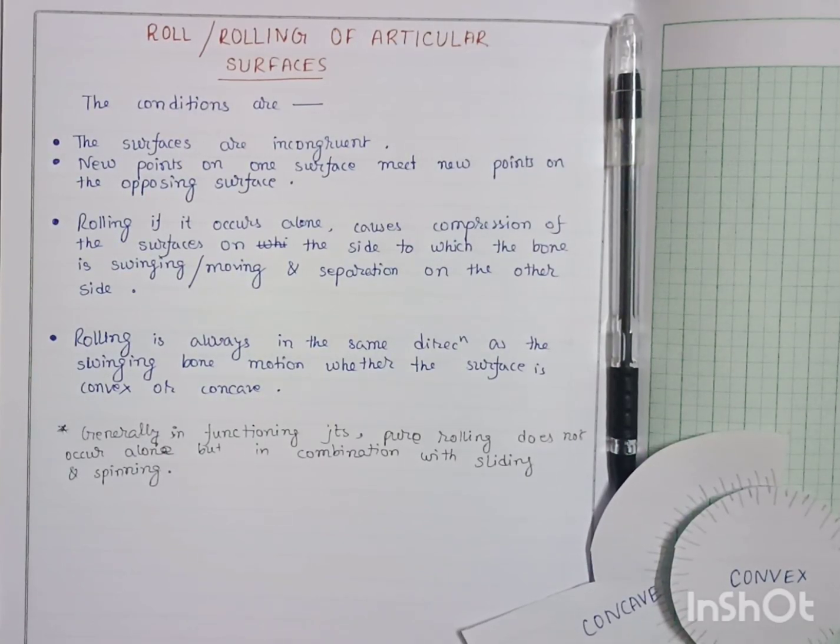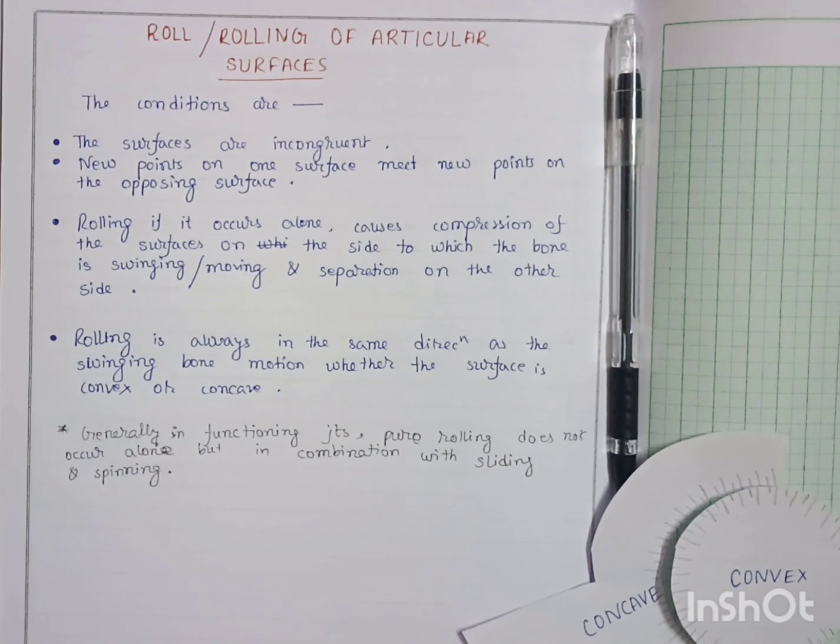Today we are going to discuss the rolling movement that occurs in the articular surface of any joint. As you all know, multiple types of movements occur in the articular surface of any joint, like gliding, sliding, rolling, spinning, etc. But today we will only discuss rolling movements.